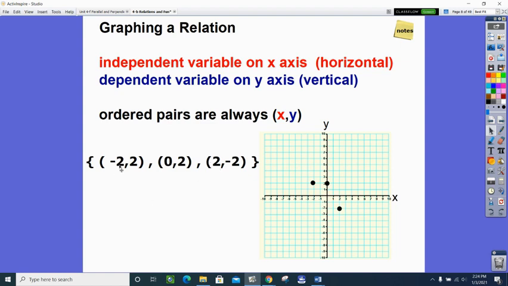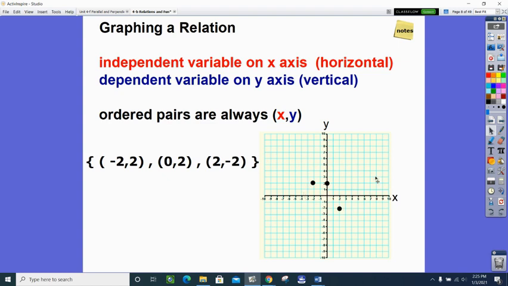Well, -2 for this x, 0 for this x, and 2 for that x, all the x's are different, so this is a function. And we can graph the function. So -2 and then up 2. Remember, your x is always your first, so the second one, 0, means don't go left or right, and that 2 means to go up 2. And then finally, 2 means to go to the right 2, and that -2 is to go down 2, and there are my 3 points.